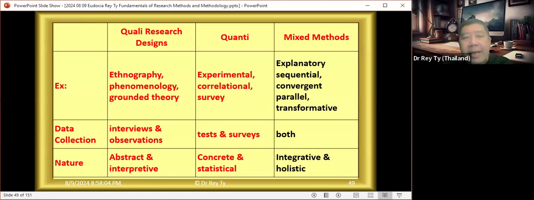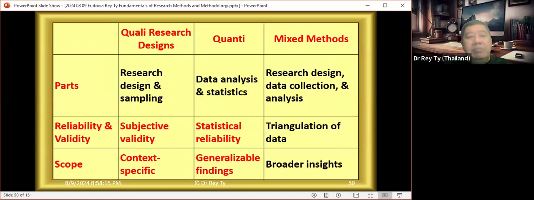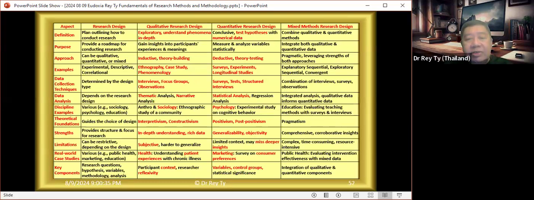Okay, so in qualitative research design, it's abstract and you interpret it. So it's very subjective. In quantitative research, it's very concrete and statistical. 2.5 is 2.5. There's nothing subjective about it. That's the result that came out. Okay, so let's go to the next one.